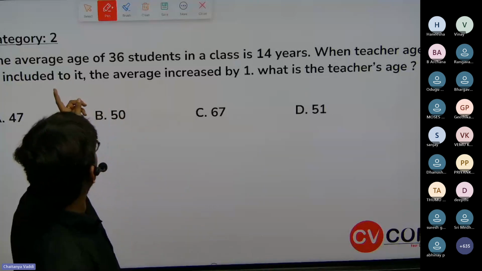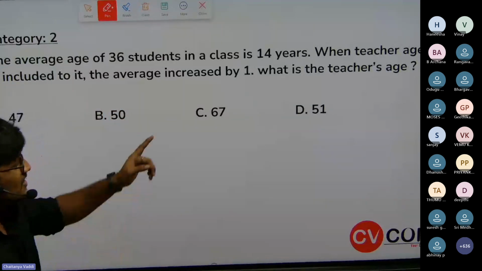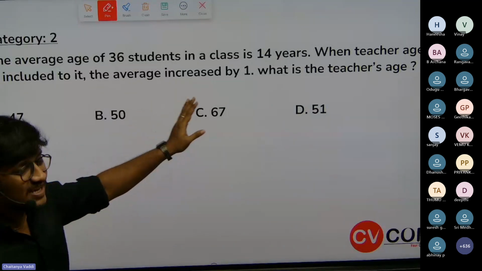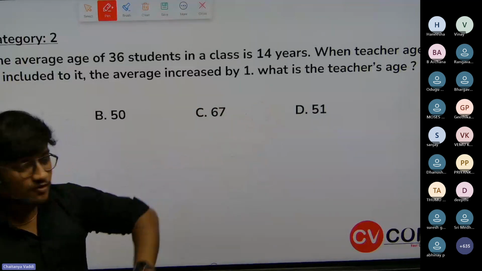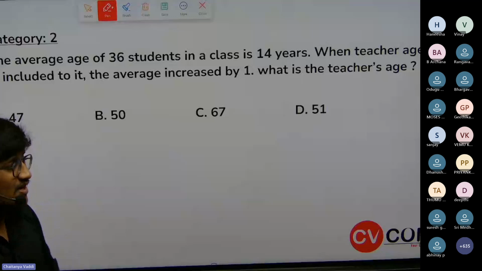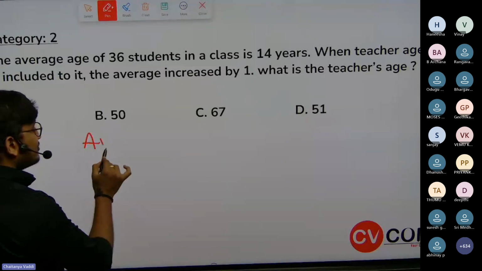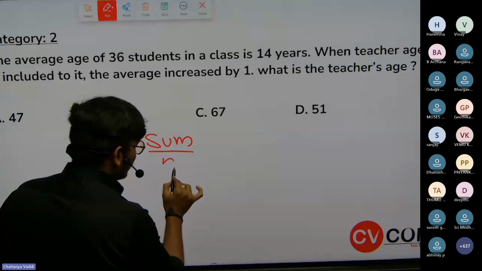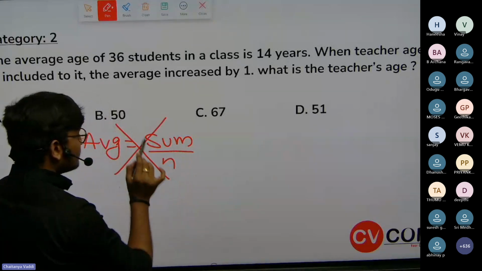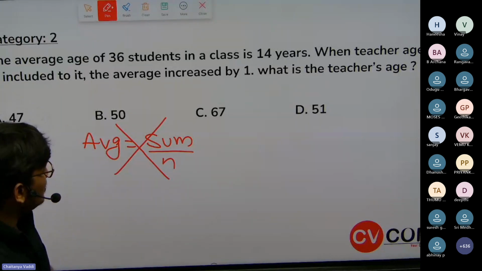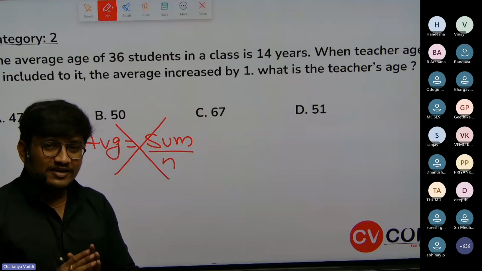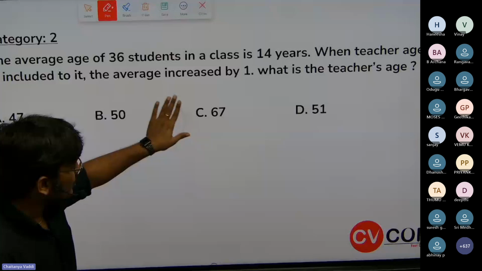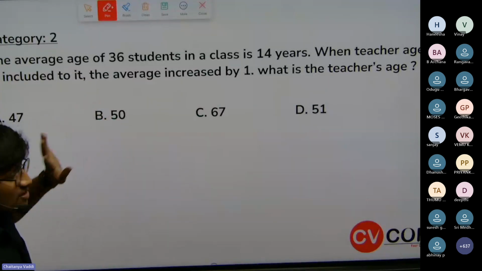Here, the average age of 36 students in a class is 14 years. When the teacher's age is included, the average is increased by 1. What is the age of the teacher? Very simple. Now, don't go with the formula based method. Average is equal to sum of observations by number of observations. If you use this formula you will get the answer, but it will take a long time. Rather than using the formula, I will tell you one simple shortcut to solve this pattern of questions.